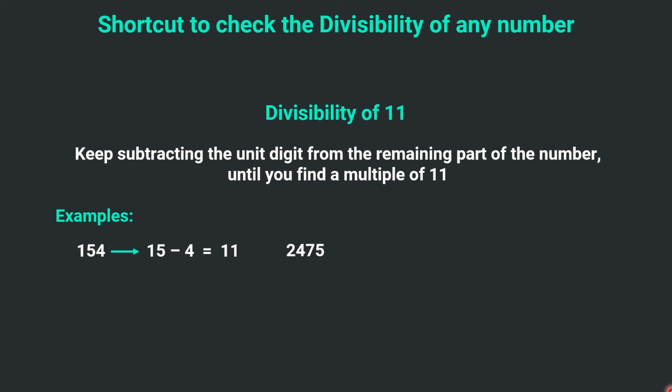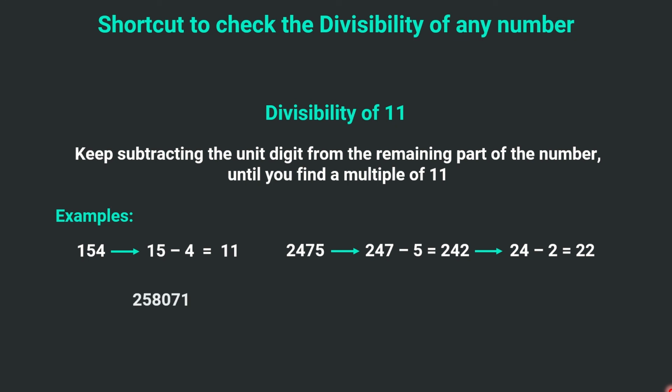Let's see another example, 2475. Now we will separate the unit digit, which is 5, and we will have 247. So 247 minus 5 is equal to 242. As you can see, 242 is itself a multiple of 11, but if you cannot notice it yet, then you can repeat the steps. Subtracting 2 from the remaining part, that is 24, 24 minus 2 is 22. Now you can see that 22 is prominently divisible by 11. So that means 2475 is also divisible by 11.